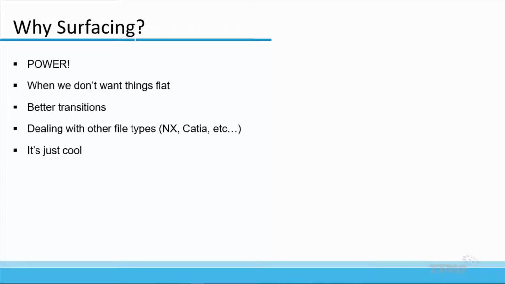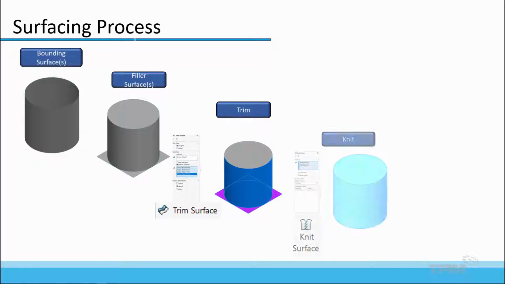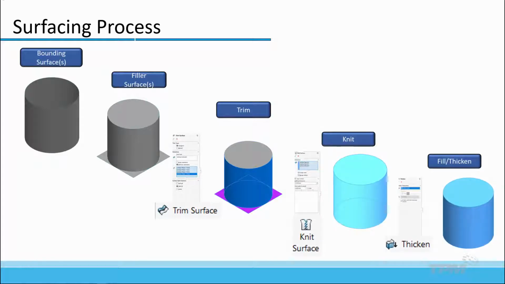One word: power. If you have more control of the process, you also have more control over the end result. That power and control doesn't come easy though. While 3 minutes won't make you a surfacing expert, we'll start with the basics so you can understand the process. There are 5 major steps in surfacing: creating bounding surfaces, creating what I like to call filler surfaces, trimming, knitting, and filling/thickening. To illustrate, I'll model a simple cylinder.